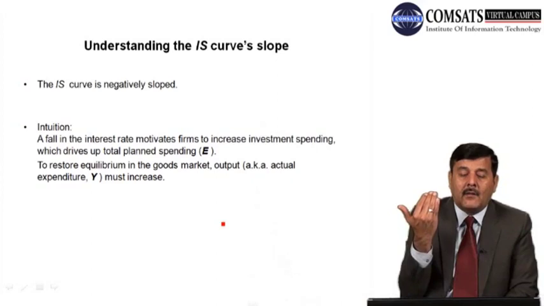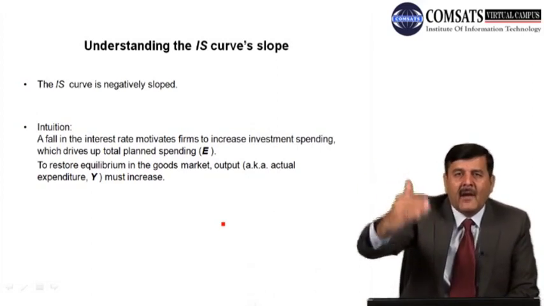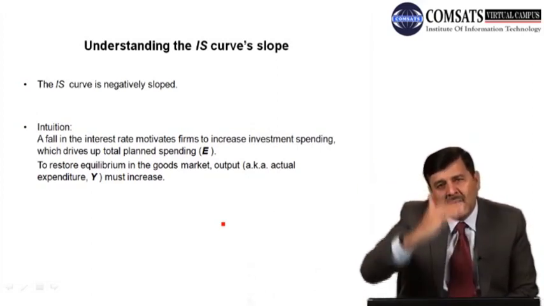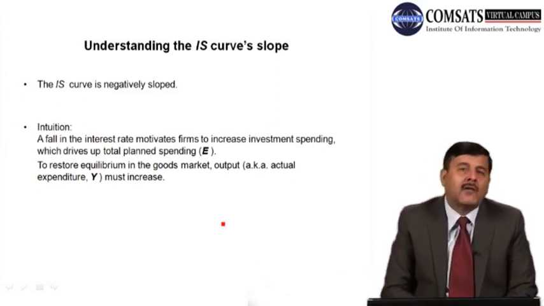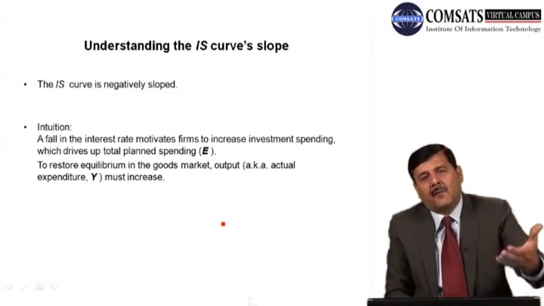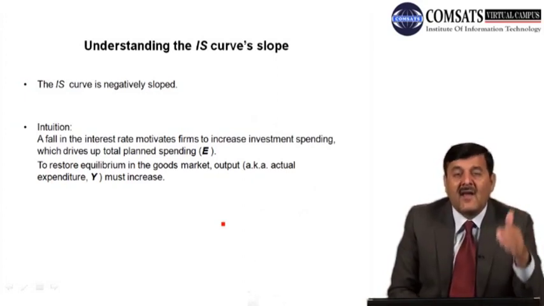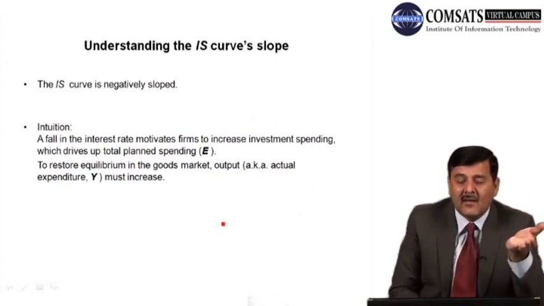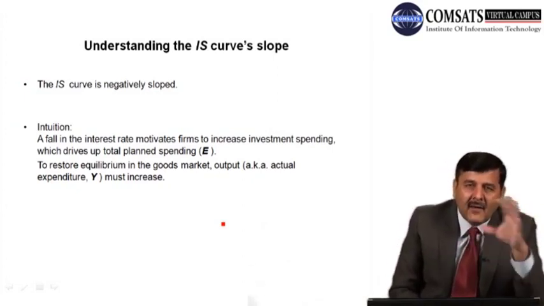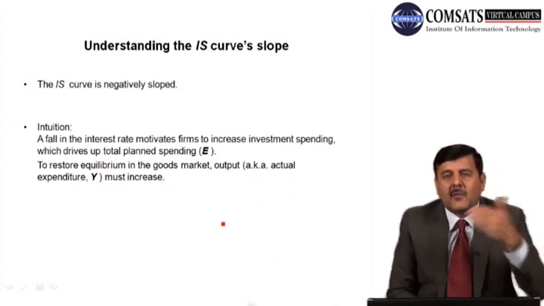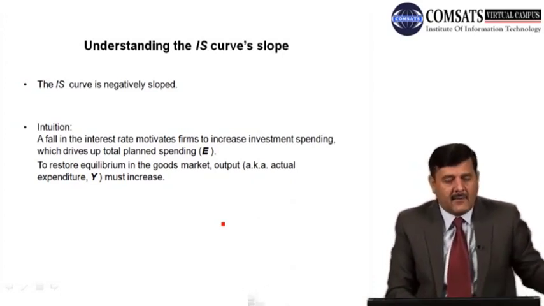जब due to the fall in the interest rate, planned investment में इजाफा हुआ, investment में इजाफे के साथ जो planned expenditure है उसमें इजाफा हो गया, and then in order to restore the equilibrium in the goods market, अगर हम चाहते हैं कि goods market में equilibrium आए तो जब expenditure में इजाफा हो तो correspondingly output में भी इजाफा होना चाहिए, the level of output must increase, right? So that's why this reason, this situation, explains the negative slope of the IS curve.